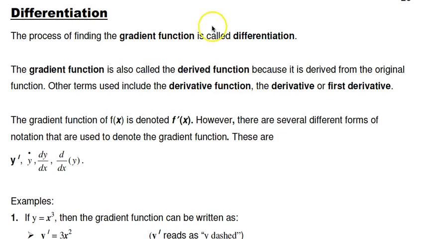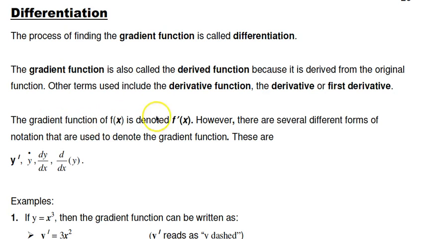Okay, we're on page 28 of the book. So this process of finding the gradient function is called differentiation. The gradient function is also called the derived function because it is derived from the original function. Other terms used include derivative function, the derivative, or it's also called the first derivative.